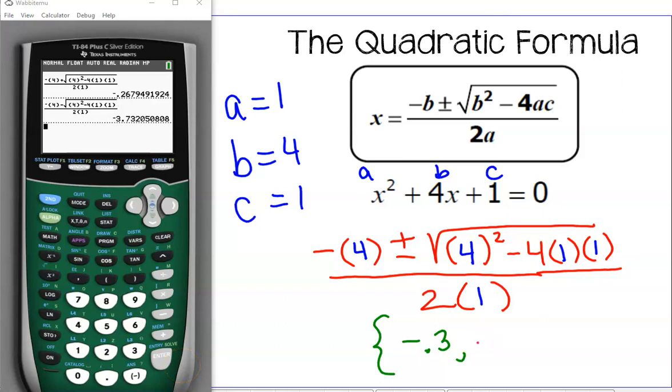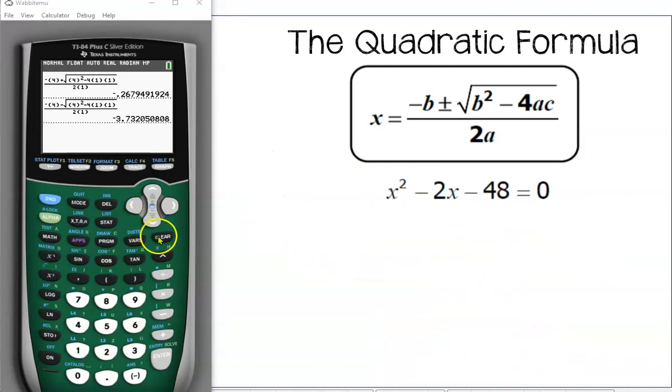Negative. I forgot to change my color back, but you get the idea. All right, that's how you do it. So let's try this again. I'm going to clear my screen and start my new problem.